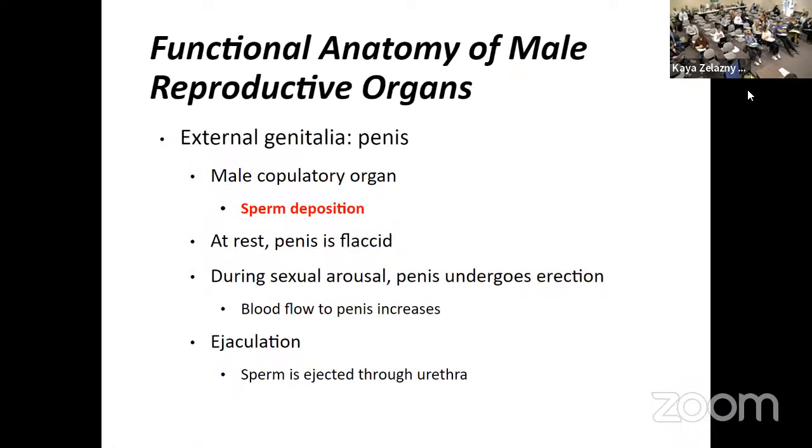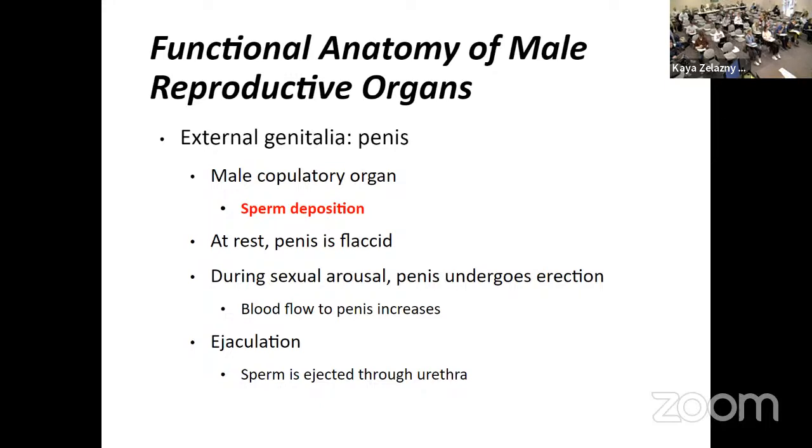I kind of ran through the external genitalia on that picture a little bit, but the external genitalia, our male reproductive organ, is the penis. So the male copulatory organ, if you're writing it in a professional note. Its official job is sperm deposition, so depositing sperm for possible fertilization. At rest, the penis is flaccid, so floppy. During sexual arousal, it undergoes erection.